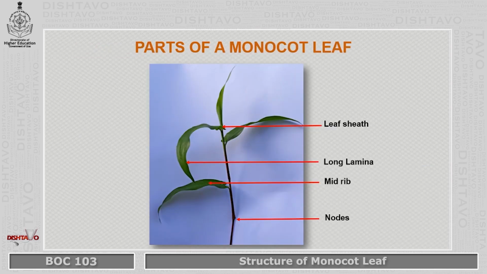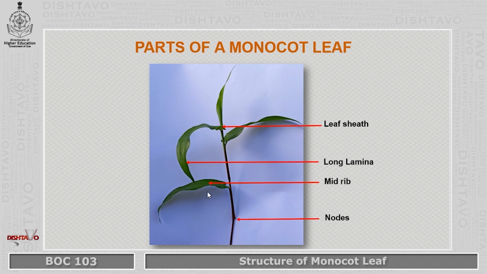A typical monocot leaf consists of a leaf sheath. Now, in the dicot, the plant consists of the petiole, that is the leaf stalk, which is absent in the monocot leaf. They consist of the leaf sheath, meaning the base of the leaf surrounds the stem in monocots. They have a comparatively long lamina than the dicot. They have a prominent midrib and they consist of nodes.